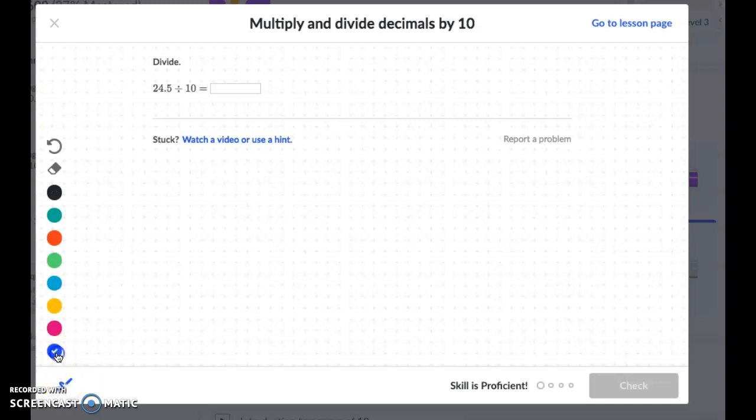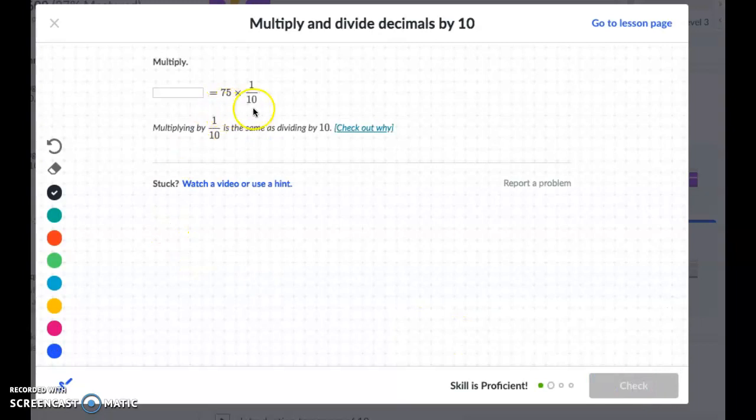Okay, so because it's divided by 10, we know we have to move the decimal one place. So now we just have to decide which way do we move it. Are we going to move it left or right? Well, division means we're going to move it to the left because I'm making that number smaller. Okay, so I'm taking that decimal and just shifting it right over to the left. So 2.45.